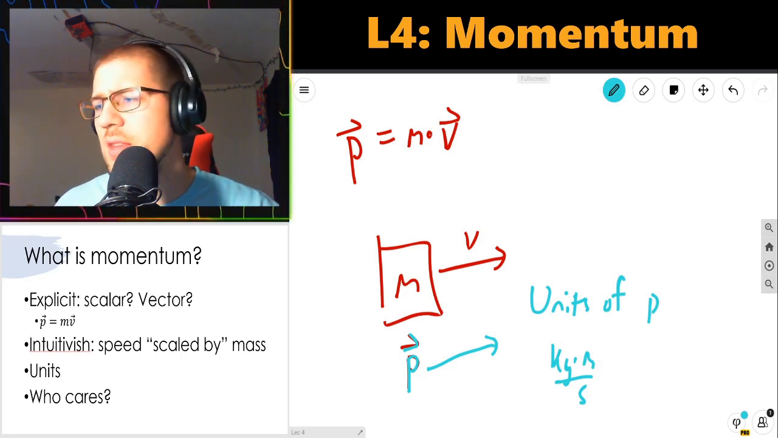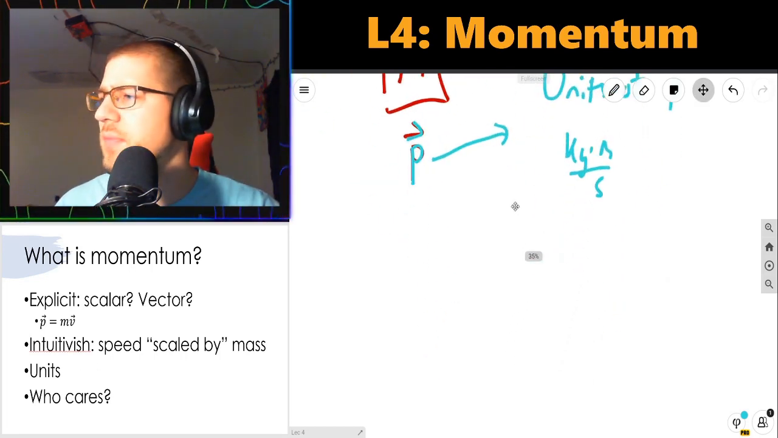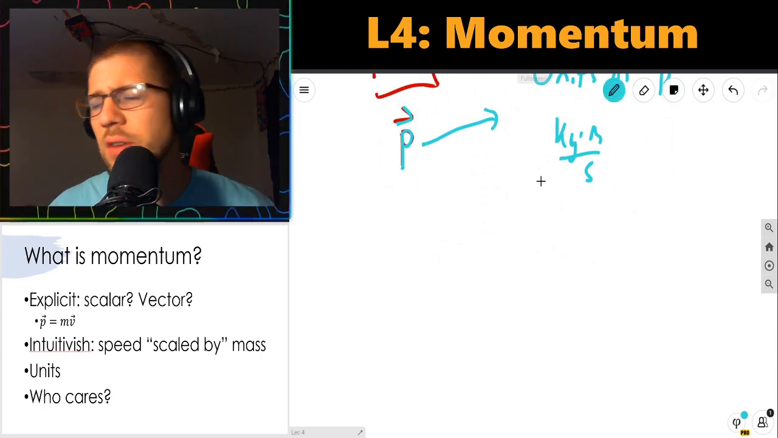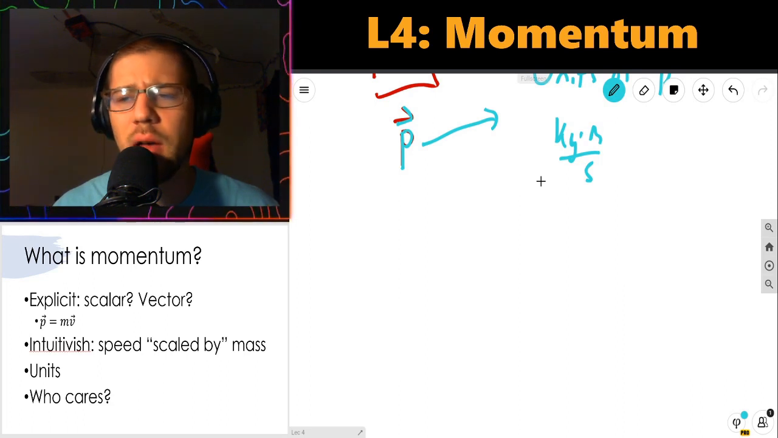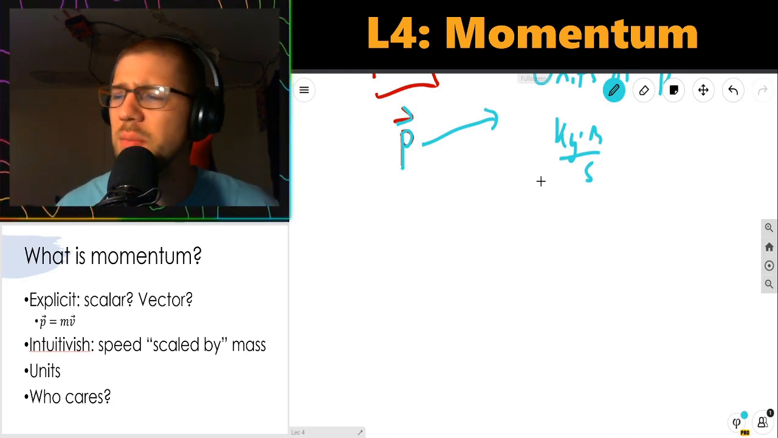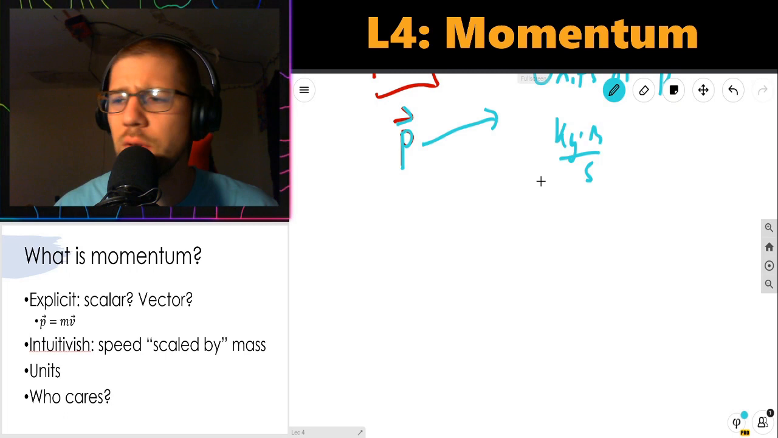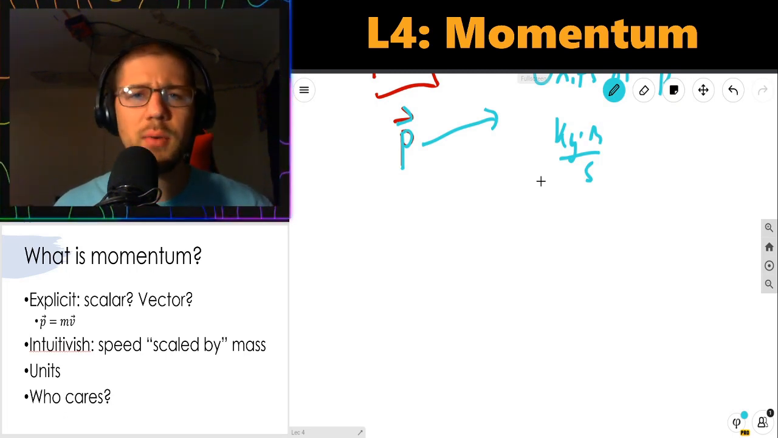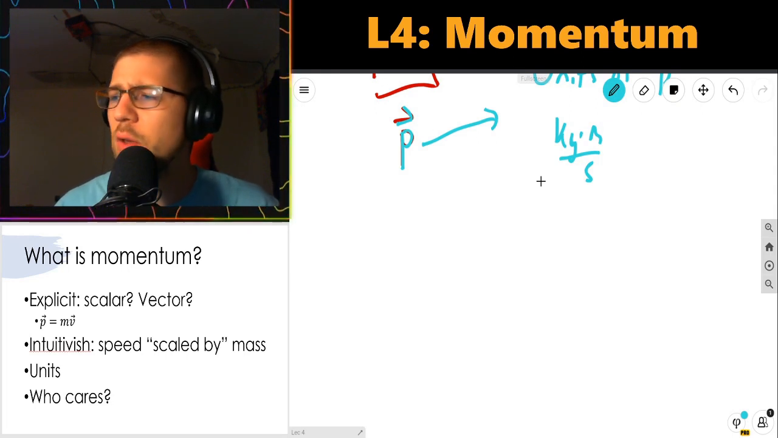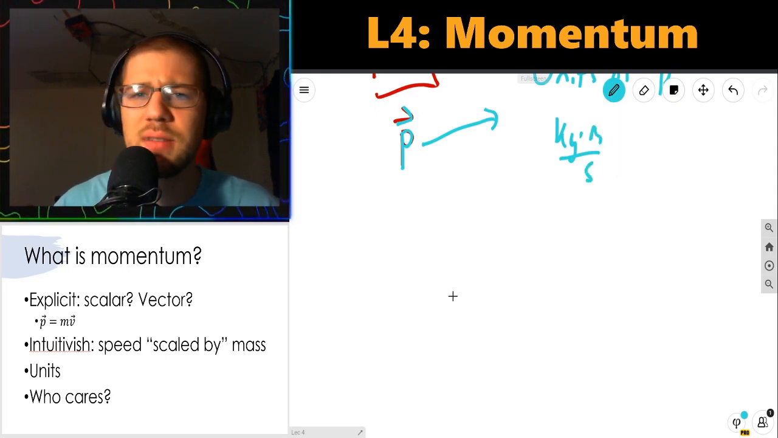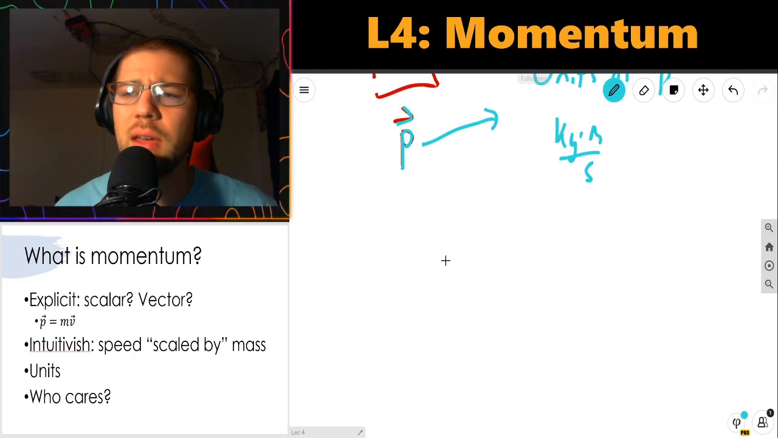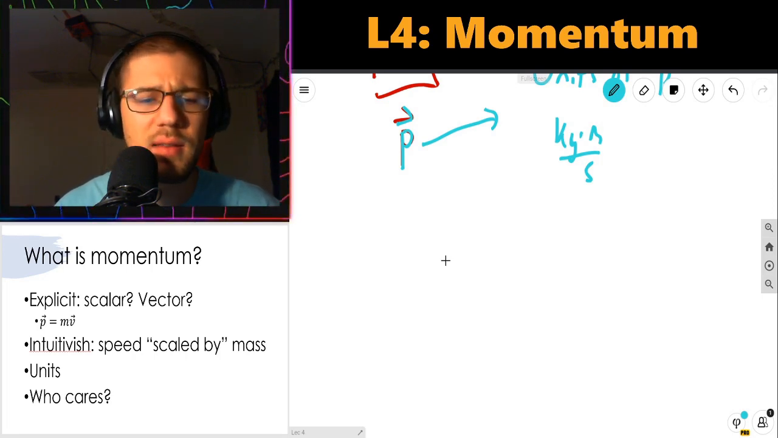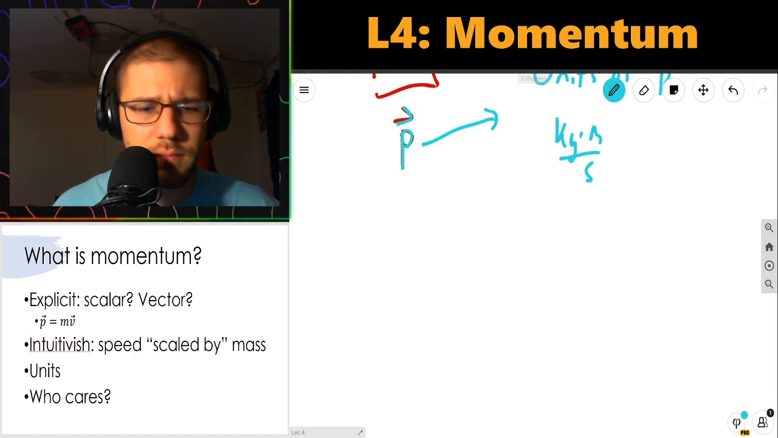The reason that physicists care about momentum is because it turns out that momentum is one of those conserved quantities. The total momentum of a system over time, as long as there are no outside forces acting on the system, is conserved. So if you looked at the whole universe and asked, what's the momentum of the universe? That number is a constant. If you have any system that's not being affected by outside forces, then that system's momentum is constant in time. It's conserved.